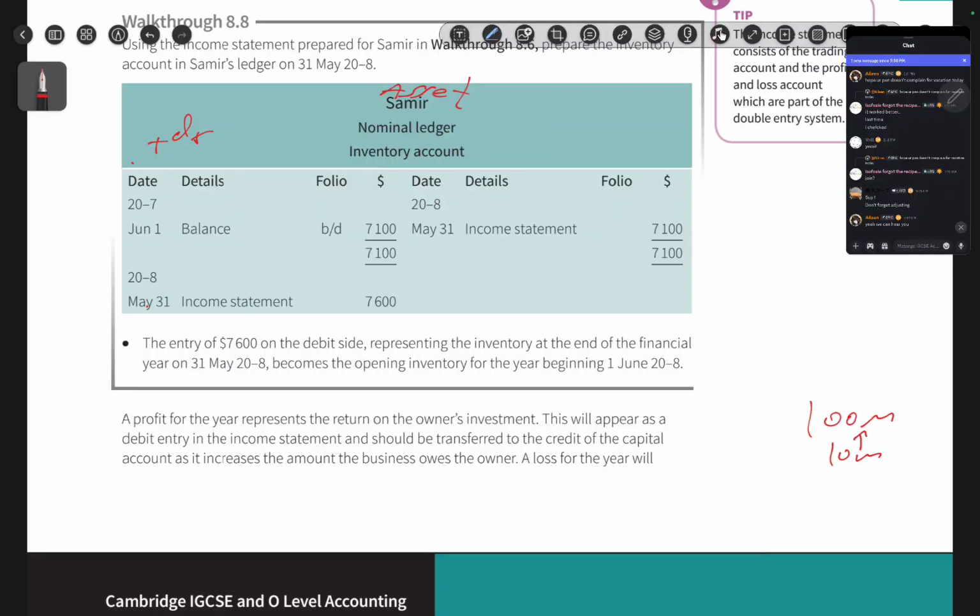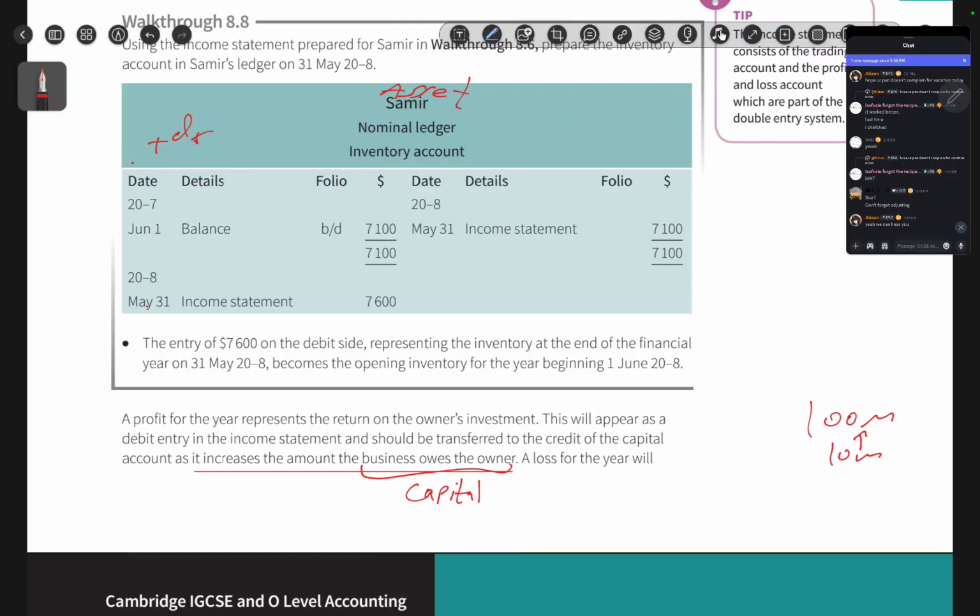This will appear as a debit entry in the income statement and should be transferred to the credit of the capital account as it increases the amount the business owes to the owner. Or you can say that it increases your total capital, right? The amount a business owes to the owner is your capital, is the definition of capital as well. So when you make profit, you increase your capital, right?